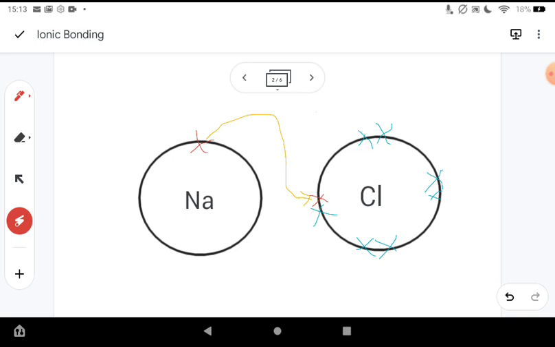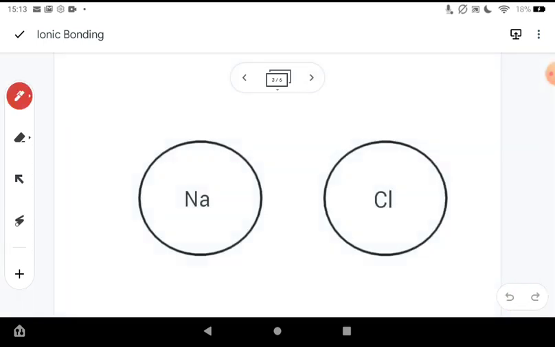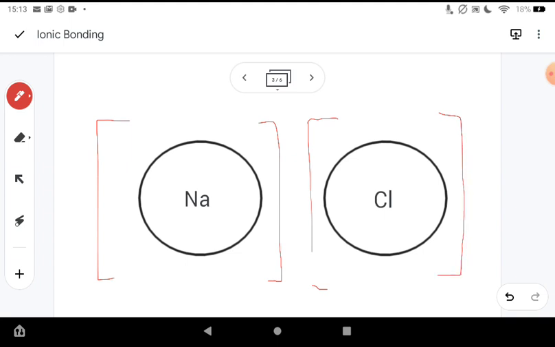The way you go about drawing it is to draw what we call square brackets around the outside. So each of them have square brackets, and sodium has lost an electron. Now, because electrons have a negative charge, that means what's left behind is a positive charge. So sodium will be positive. All metals end up positive. Now, because it lost 1 electron, that's a 1 plus charge.